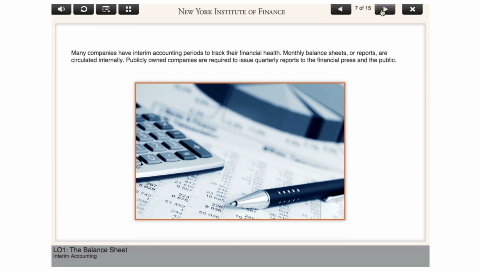Many companies have interim accounting periods to track their financial health. Monthly balance sheets or reports are circulated internally. Publicly owned companies are required to issue quarterly reports to the financial press and the public.